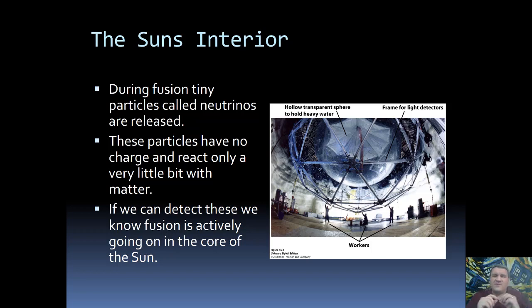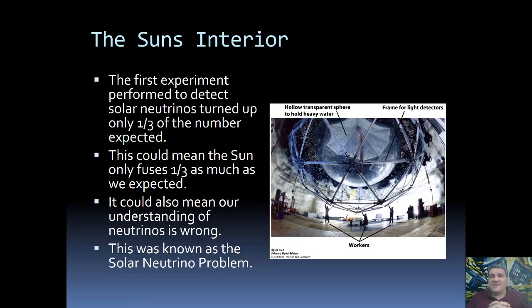Now, because of how small these are and how weakly they interact with normal matter, we have to build very, very large detectors. So to give you a sense, this thing up here is the detector for the neutrinos, and these are the workers who are building it. So this thing is actually really large. The first one of these experiments ever to look for neutrinos from the sun actually used a cubic kilometer of water to try and find the neutrinos. Okay, this thing was really, really big.